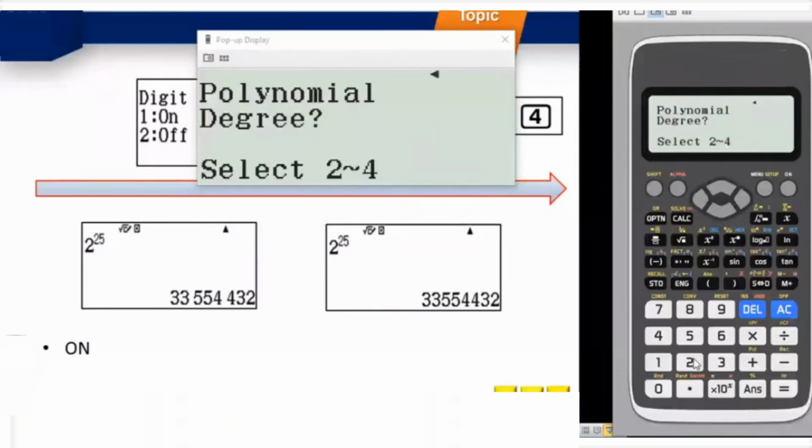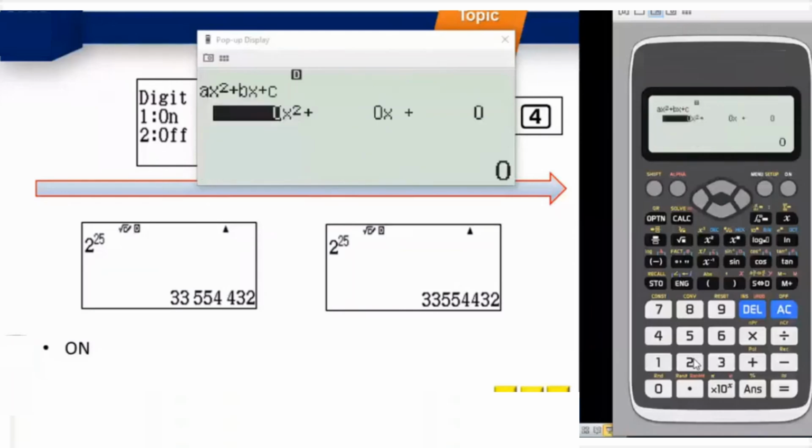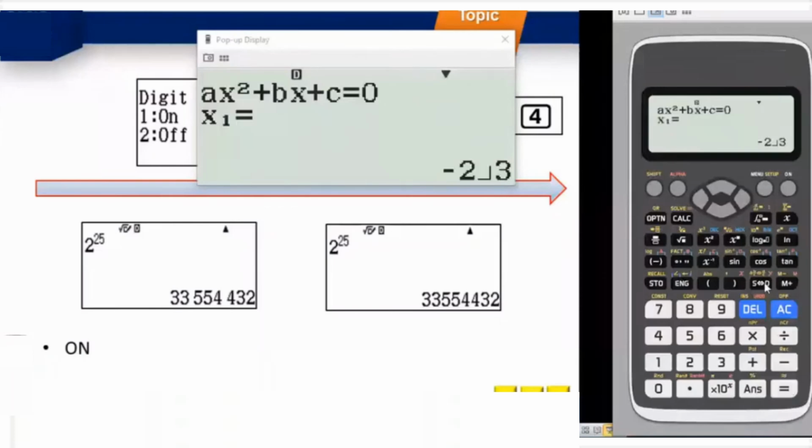So now I want to factorize this quadratic equation, and let's say this quadratic equation is 3x squared plus 14x is equal to 8, and I press equals to. My first answer is minus 2 upon 3. I press equals to again. My second answer is minus 4.